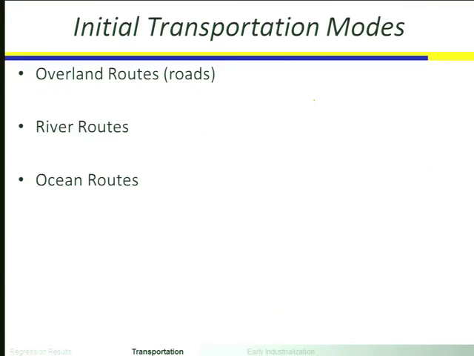The initial transportation networks, we had overland routes that were roads, we had river routes, and we had ocean routes. So initially we're taking advantage basically of the routes that had been there in the pre-Columbus era. So in the era before European settlement, there had been river routes, there had been the ocean, and there had been overland routes. And so initially, the white settlers are taking advantage of similar transportation.